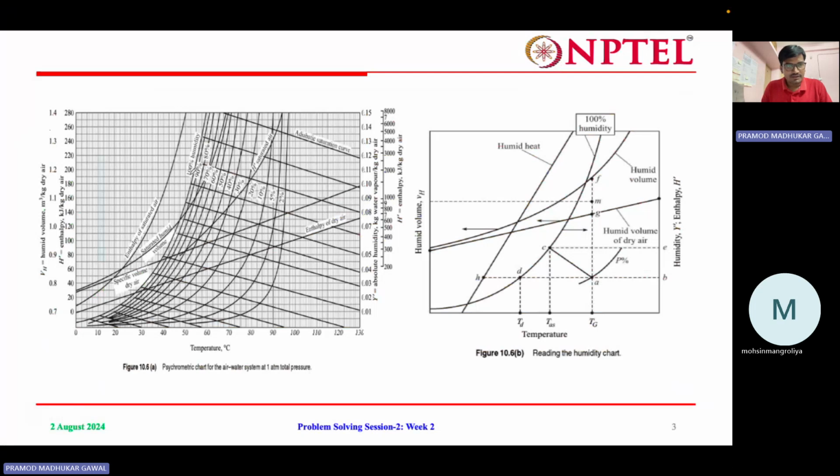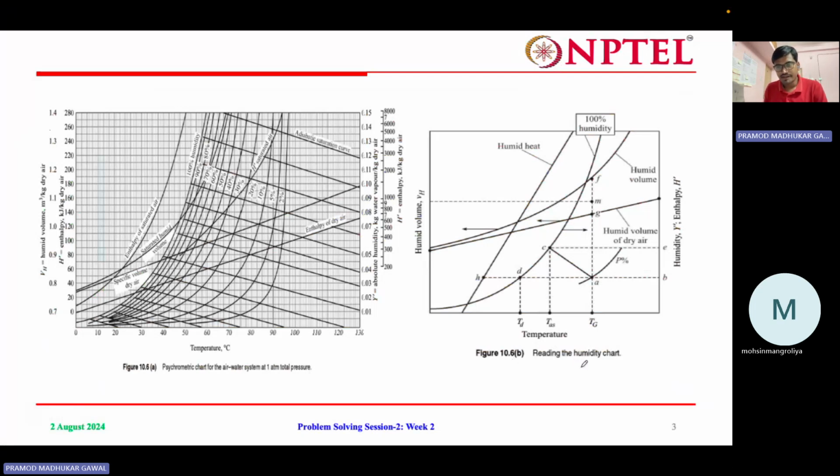Here the last curve denotes 100% humidity, meaning saturation humidity. Here are different curves denoting the relative humidity, like 2%, 5%, 10%, 20%, 30%.